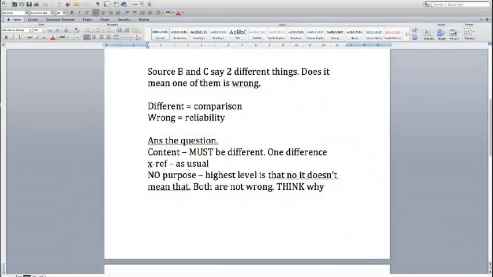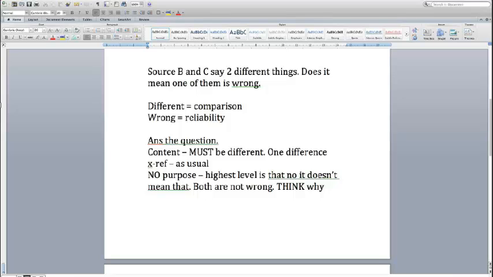I want you, if possible, to change this question to your comparison question in the 2009 paper. Take out the comparison question and do it this way. Okay, so a new question came out quite a few years back: both sources B and C say 2 different things. Does it mean one of them is wrong? Try and change this with the comparison question in the source. Okay, so it's a comparison question because it says different, but because of the word wrong, it's also reliability, so it's a hybrid question. When it came out, some students studied similarity and difference, but in this case, it only requires difference, and that's your content.